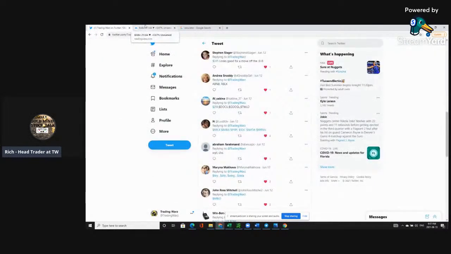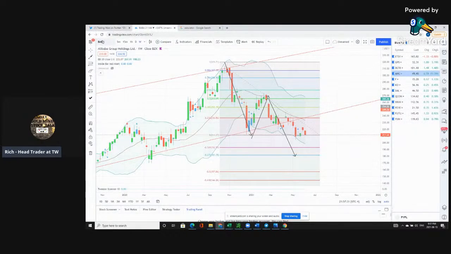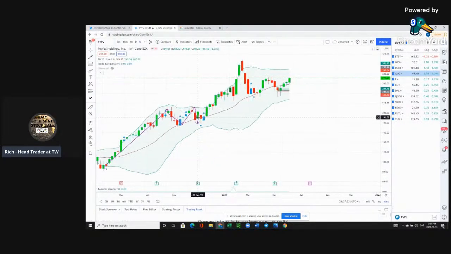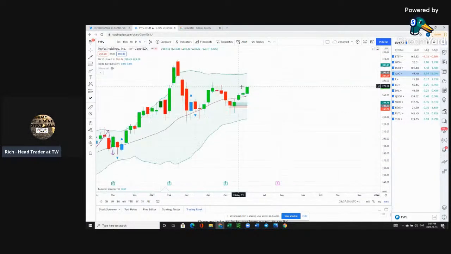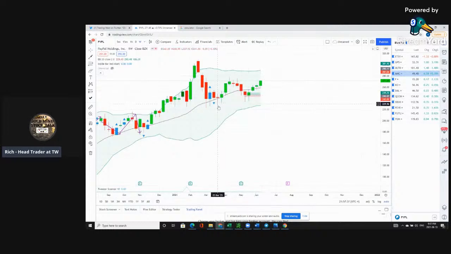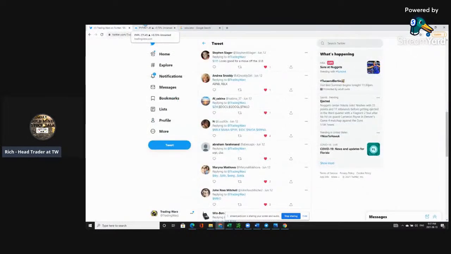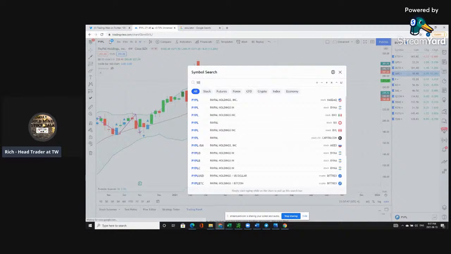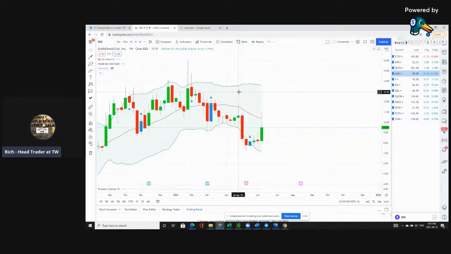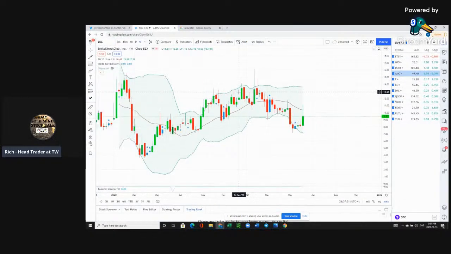Baba, PayPal. This was a nice double bottom right here. So PayPal is a very bullish stock. I think as long as this double bottom holds 237.40, we can continue higher. I like PayPal. I use it every single day. I think they're a good company. So I'm bullish on that. I have PayPal in a lot of my long-term accounts.